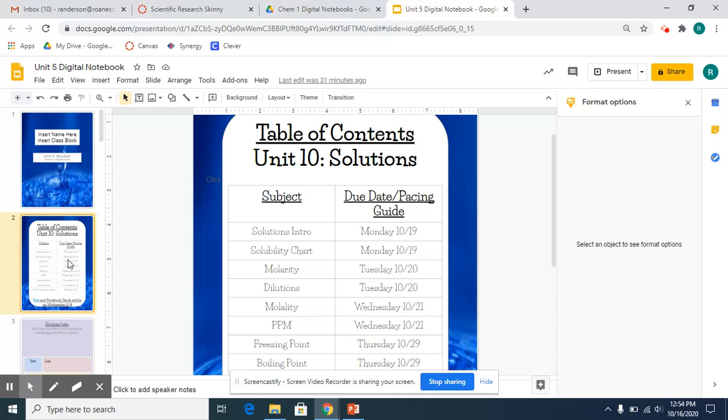Now the 27th, that Tuesday, we are celebrating Mole Day. You will see a whole separate assignment in this section where your Unit 5 digital notebook is, and the daily questions are specifically for Mole Day. So you will do that on that day, and it'll be in a separate thing.